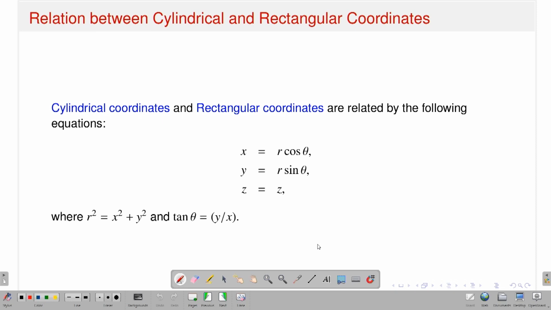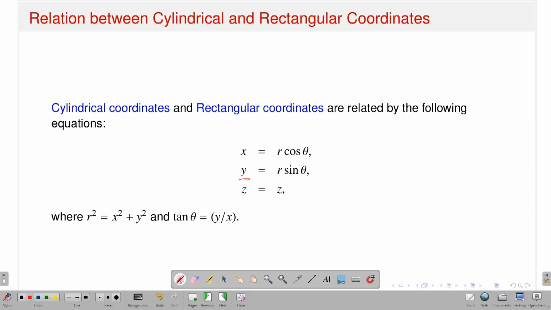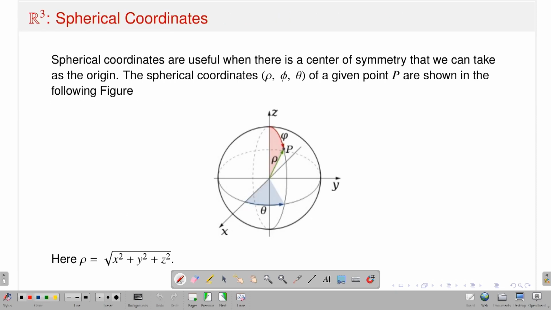Then the relation between cylindrical and rectangular coordinates is given by x equal to r cos theta, y equal to r sin theta and z equal to z. Here r square is equal to x square plus y square and tan theta equal to y by x. These cylindrical coordinates are convenient when there is an axis of symmetry in the object. Next we will see that the points in R3 can be represented by another coordinate system, which is called the spherical coordinate system.